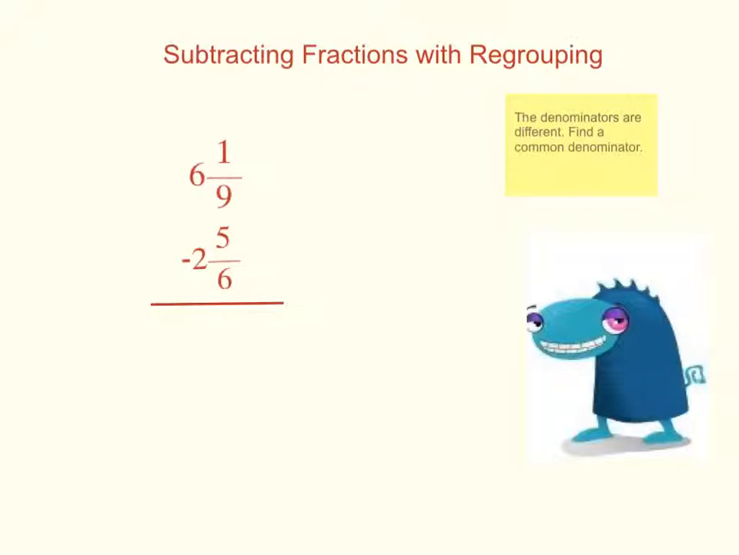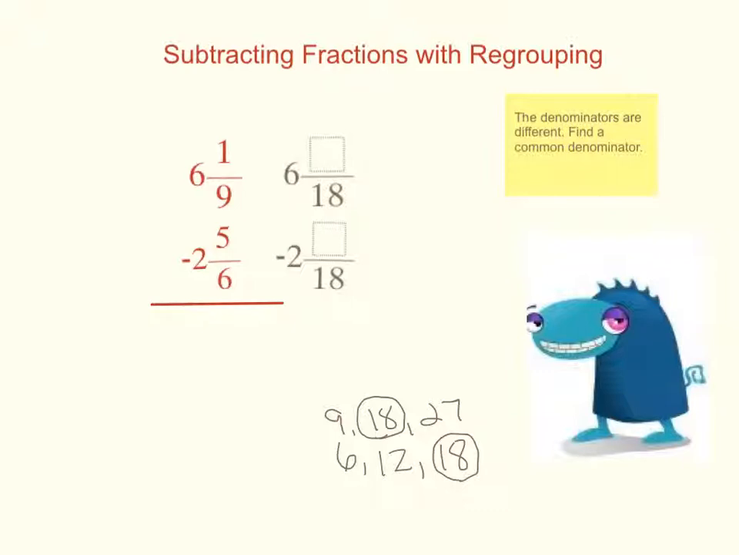And the way to do that is write out the multiples of our denominators. So we have 9, 18, 27. I'm going to stop because I already see one I could use. And I start with 6, 12, 18. Haha! I can use 18 and 18 as my new denominator.